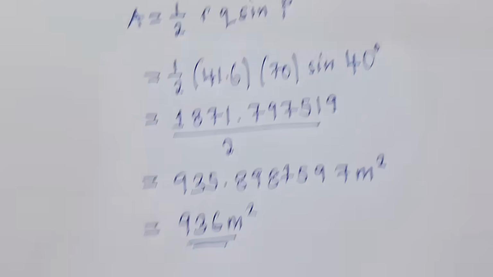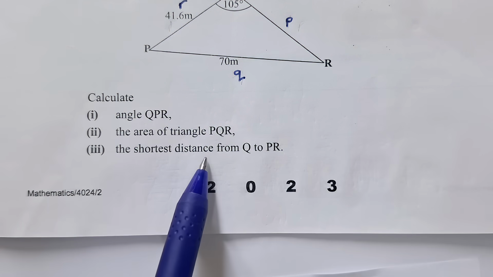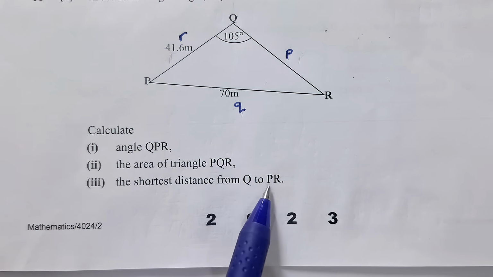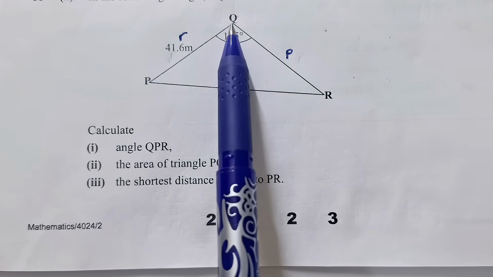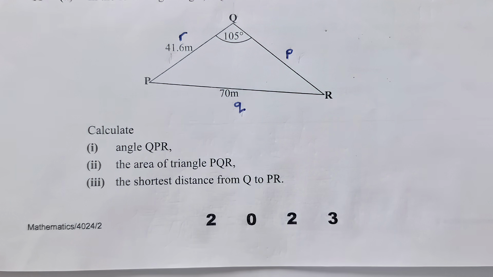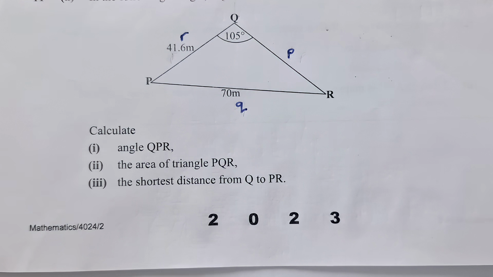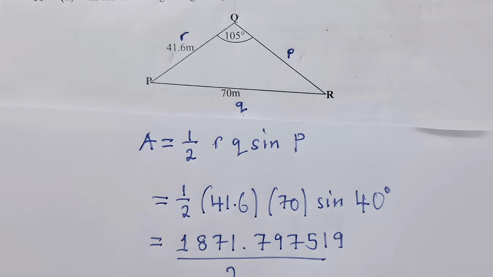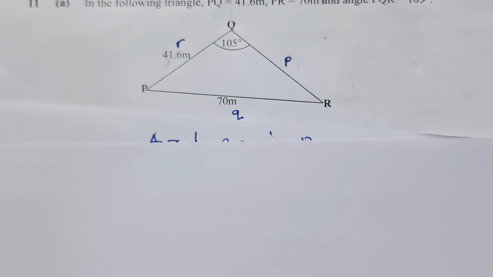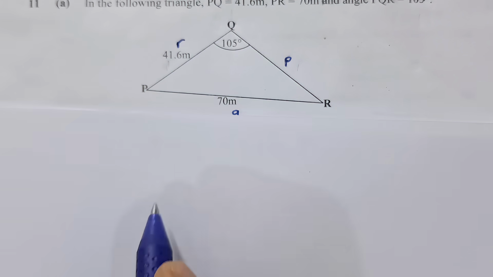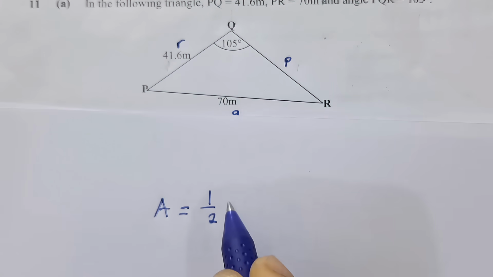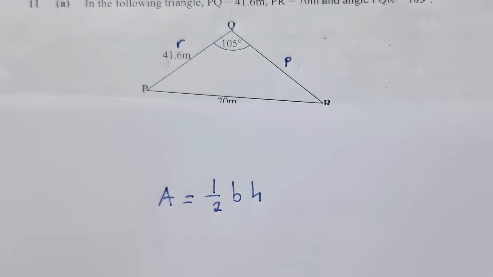And for the last question, they're saying we calculate the shortest distance, okay? Shortest distance from Q to PR. So how do we find the shortest distance? For the shortest distance, we need the formula, guys. Always, when calculating shortest distance, use this formula for finding the area of a triangle. So this is the formula you can use.